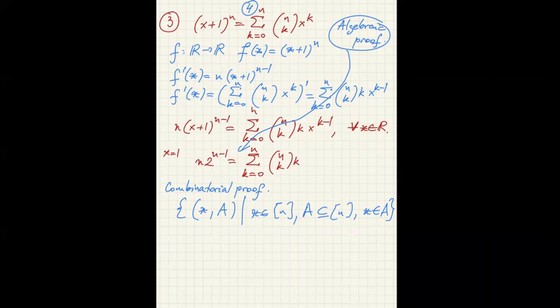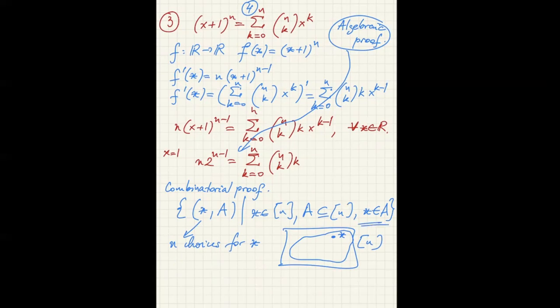So here you want to count these ordered pairs, and let's count it two ways. If you pick the x first, how many choices? We have n choices for x. Now we have our set [n], and we've picked x from here. Now we have to pick A. Once we picked x, A has to contain x.